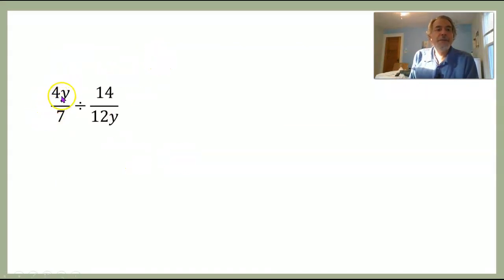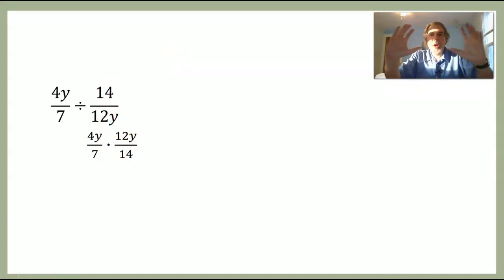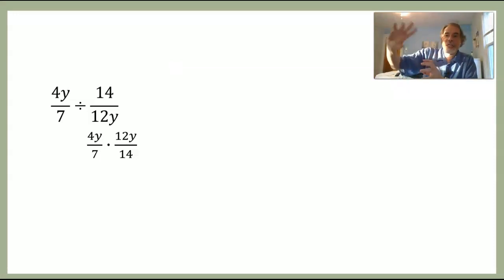So what about 4y over 7 divided by 14 over 12y? So that would be the same as 4y over 7 times 12y over 14. We kept the first fraction the way it was, but we changed division into multiplication of the reciprocal of this fraction. So that's always the first thing you do. You rewrite the problem, but you change division to multiplication, and you change the second fraction to its reciprocal.